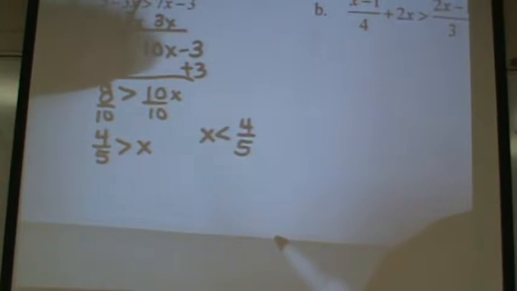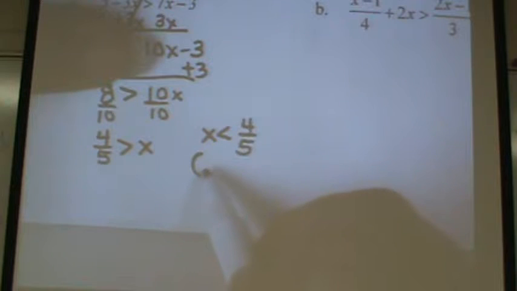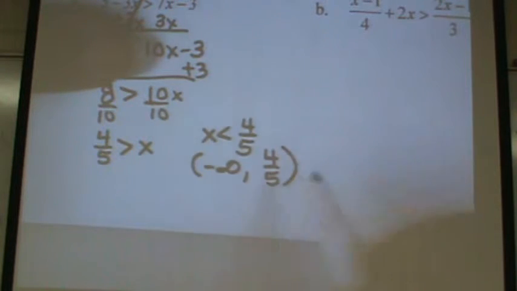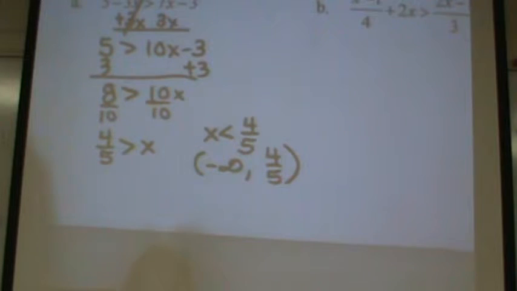Because we're in a different class now. We're not writing it this way. How will you write the answer? Negative infinity, comma, 4/5 parenthesis. Get it? Excellent. Letter B.